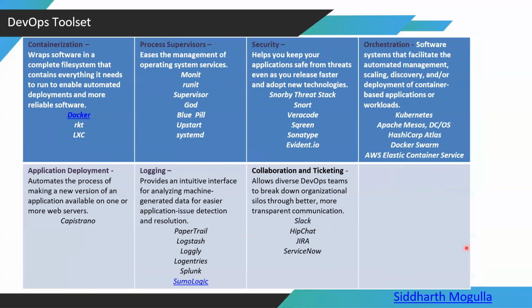Next, coming to containerization. For containerization, you have Docker, RKT, and LXC. These are the containerization tools available in the market. And these are the process supervisors, which handle the management of operating system services. These are the tools used for process management.